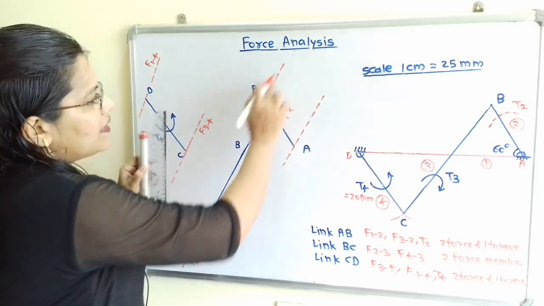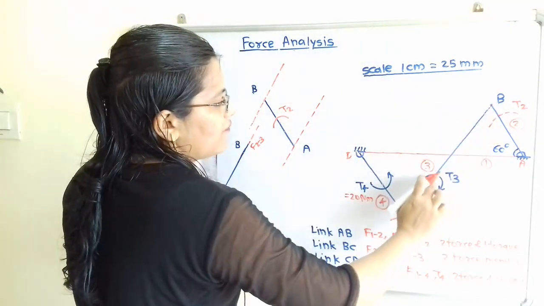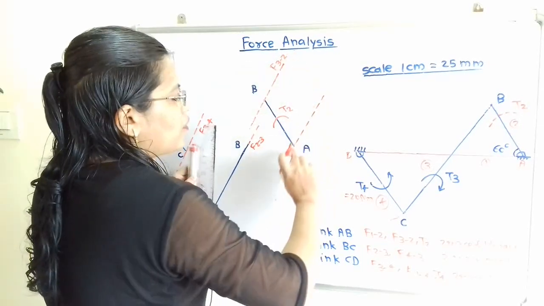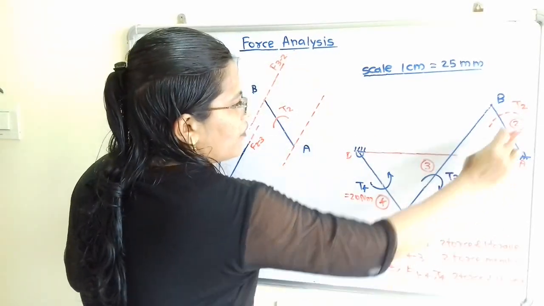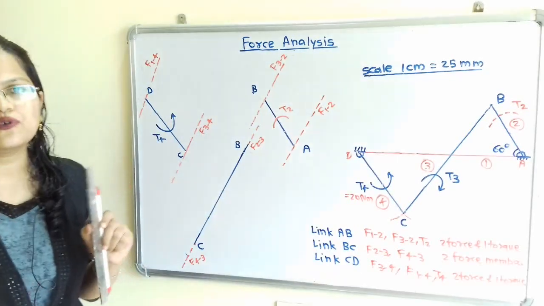Now for this link AB, which force is passing through this point B? F of 3 to 2. And through this point A, F of 1 to 2. So this is the line of action of force F of 1 to 2.